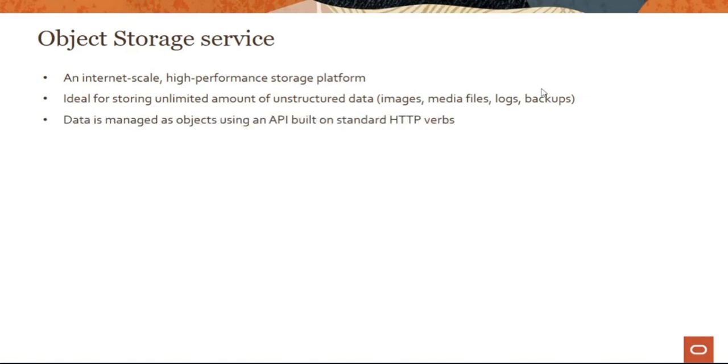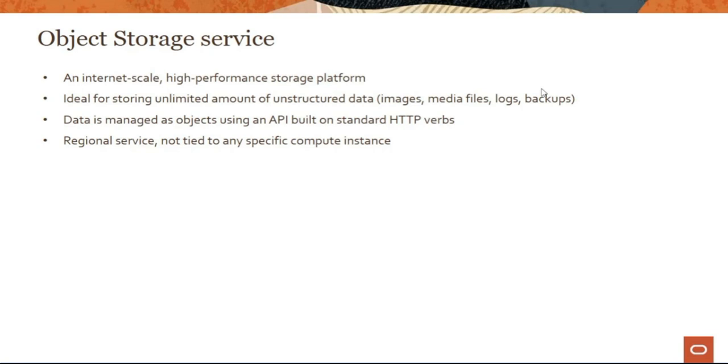Like I said, data is managed as objects, and you use APIs built on standard HTTP verbs like get object when you want to read an object from a bucket, put object when you want to write an object to a bucket, etc. This is very different than using the NFS protocol, which you would use with a file system, where you are managing data in a file hierarchy, or iSCSI, which you would use in block storage to access data as fixed size blocks on the disk side. So that's the main difference: data being managed as objects using standard HTTP verbs.